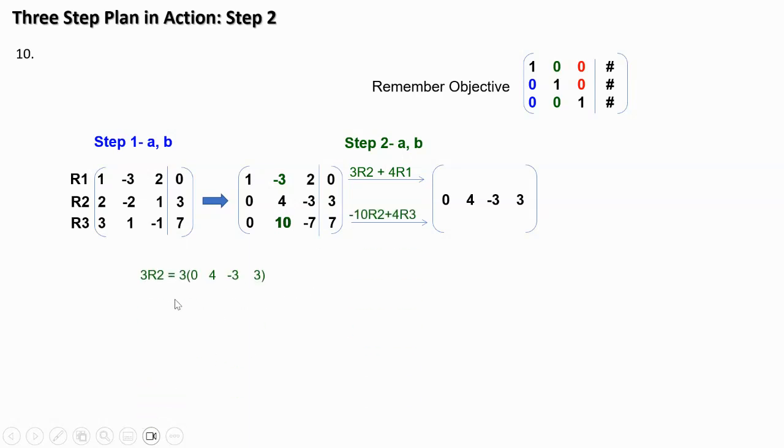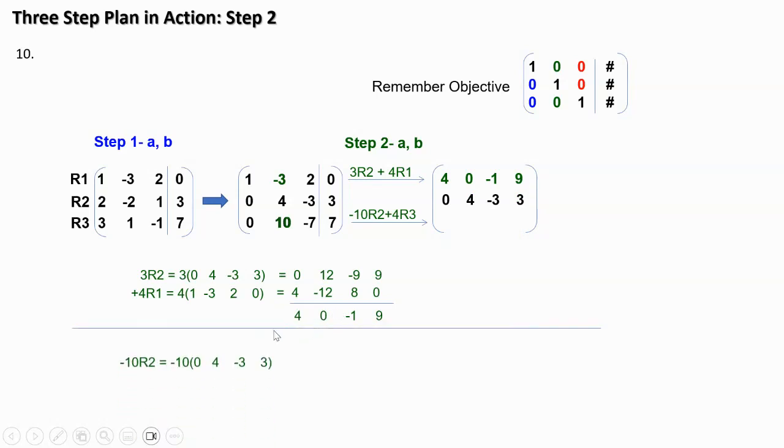And here's my work. 3 row 2 will be the same thing as 3 times row 2, which will give us 0, 12, -9, and 9. And 4 row 1 will be 4 times row 1, which is 1, -3, 2, and 0, right? So after we execute that, this is what we get. Now we're going to add them. We get 4, 0, -1, and 9. So this is my new row 1.